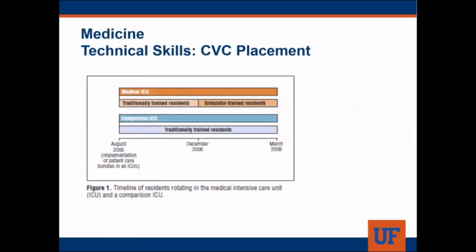In 2009, Barsick and McGahey published a study on mastery learning in central line placement. The study was an observational study that took place in 2 ICUs. One was a medical ICU and the other was a surgical ICU. In both ICUs, the baseline rate of central line infections was similar. The intervention was that residents in the medical ICU were trained to mastery on central line trainers to a high degree of proficiency.